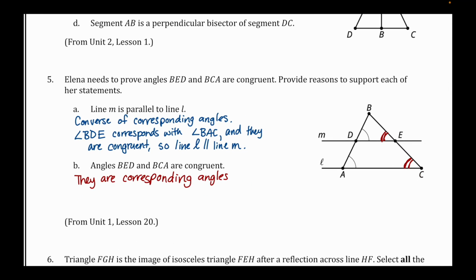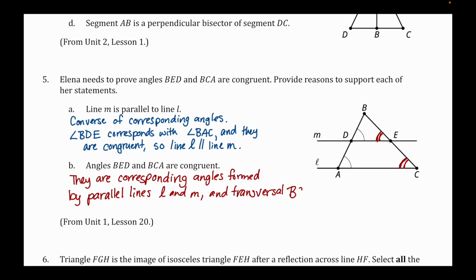And then we'll add a little bit more detail. We're going to say they're formed by parallel lines L and M and transversal BC. So just specifying what the actual transversal is that's created. Okay.